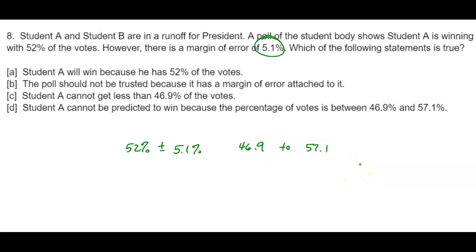All right, now, if you notice, this range of values on the left end right here includes values that are less than the majority. So if this student who is winning right now actually got on the lower end, the 46, 47, 48%, that student actually would lose. So for that reason, you cannot really predict that student A is going to win, because it is possible that he won't based on the margin of error. So the answer to this question is D. Student A cannot be predicted to win solely because of that margin of error. That margin of error includes values that would predict that he actually would lose.